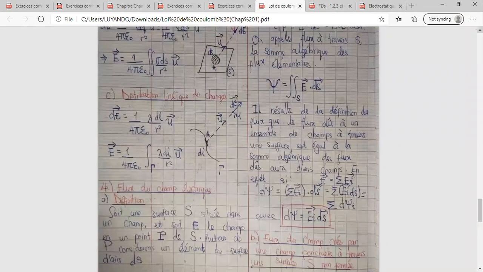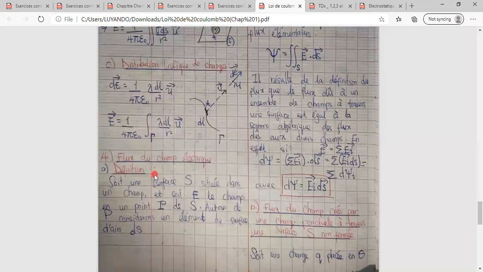I'm sure most of us have heard about flux. I think we did it in physics. Electric flux is the rate of flow of electric field through a given area. Electric flux is proportional to the number of electric field lines going through a virtual surface.